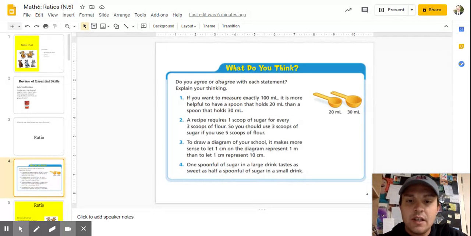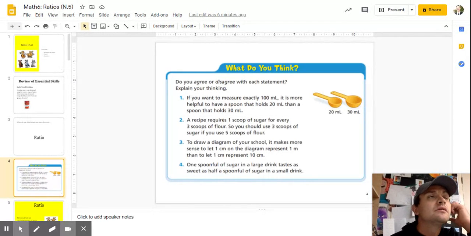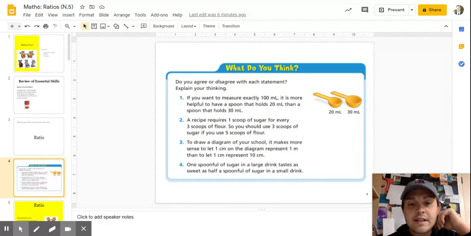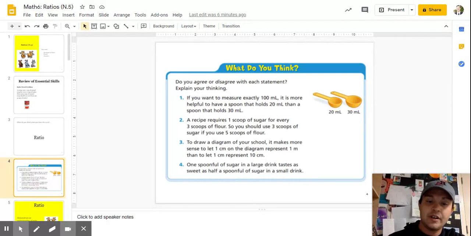3. To draw a diagram of your school, it makes more sense to let 1 centimeter on the diagram represent 1 meter than to let 1 centimeter represent 10 centimeters. Interesting. 4. 1 spoonful of sugar in a large drink tastes as sweet as half a spoonful of sugar in a small drink. What do you think? Do you agree? Do you disagree?